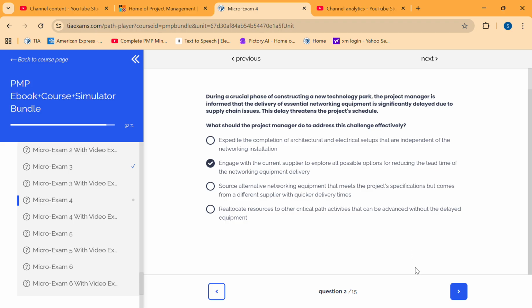Yeah, because if we source equipment from another vendor, it will take some time, right? And there is no certainty whether we will get that equipment or not. So since there is a supply chain issue, coordinating with the supplier should be the most feasible option.